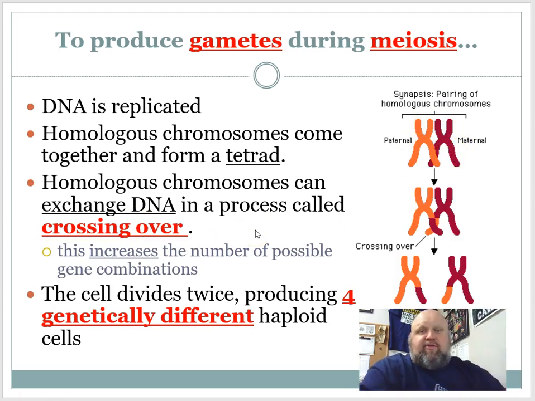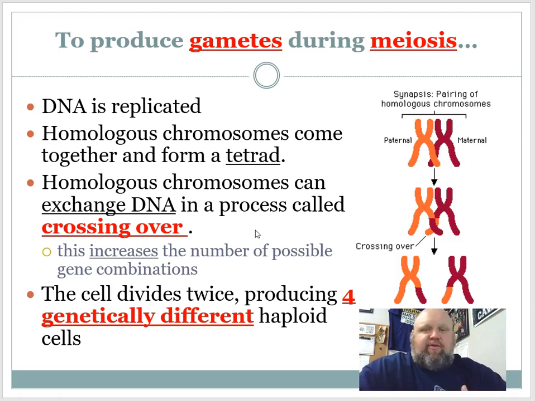Now, they can exchange DNA. This is how we get genetic variation. This is how you look totally different from your brother or sister, because when those chromosomes are together, if they happen to touch and swap some information, it's still the same genes. It's just now they're on different chromosomes. So it increases the number of gene combinations.